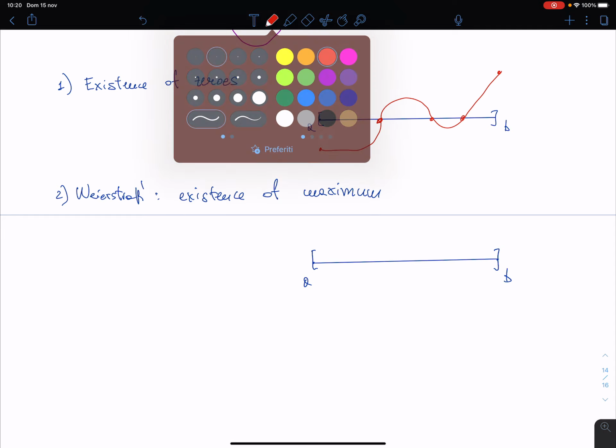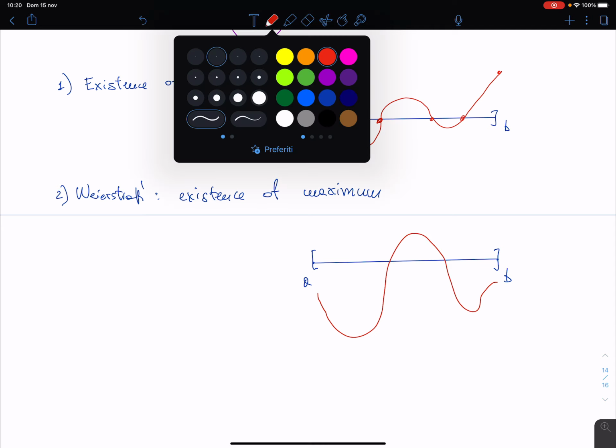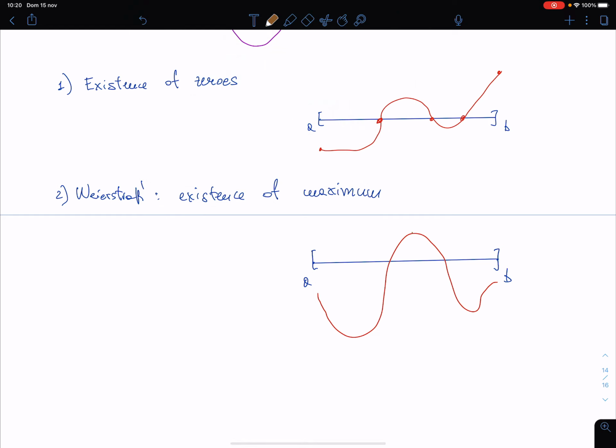And again, when you try to draw the graph of a continuous function, again, you are forced to foresee a maximum. Here is the maximum of the function, and of course, symmetrically, you will be obliged to find also a minimum that is here. Maximum and minimum.